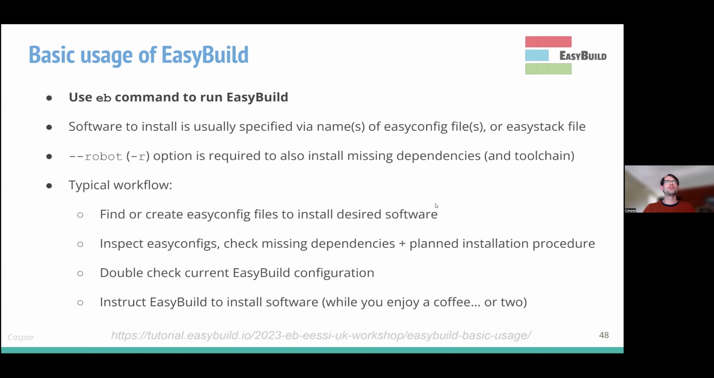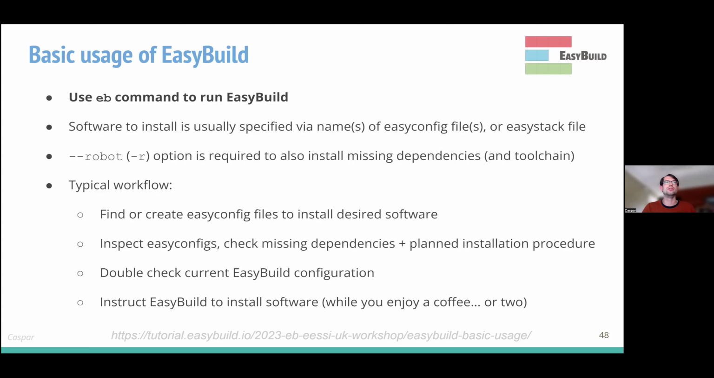So basic usage of EasyBuild. Now that we've installed and configured EasyBuild, we can run the eb command to start doing additional installations. There's kind of a typical workflow to it. Again, typically you pass an EasyConfig file or an EasyStack file. As Kenneth mentioned, an EasyStack file is a list of EasyConfigs, basically. So that's one way in which you can install a whole list of EasyConfigs in an easy way. The robot option is required to install missing dependencies. That includes the toolchain itself, right? So if you don't have the toolchain installed yet, and you do pass the robot option, it will also include building the toolchain.